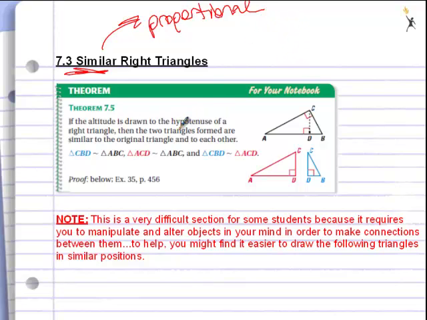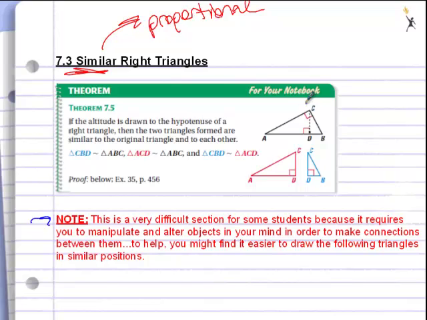Now, actually first we're going to take a little note. I want you to understand something. This is a very difficult section for some students because it requires you to manipulate and alter objects in your mind in order to make connections between them. To help, you might find it easier to redraw the following triangles in similar positions.